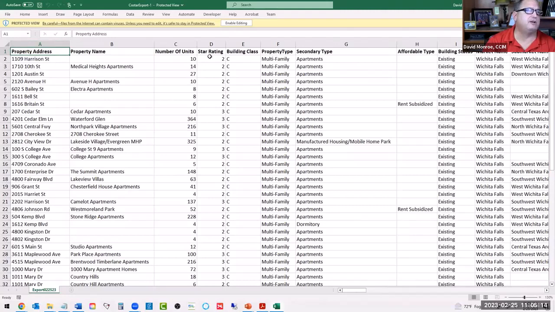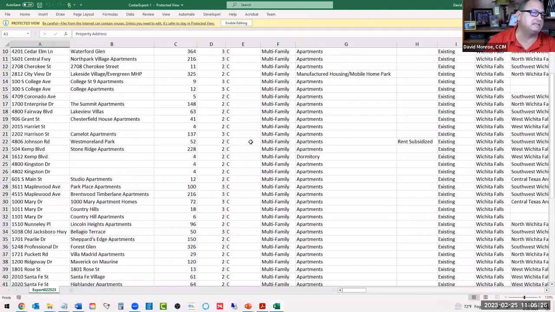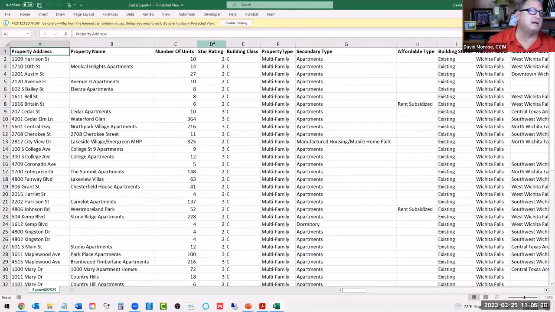So you've got property address, property name, number of units. Star rating is kind of like building class. Notice the 2s are C's, some 3s are C's. You can even have some 3s that'll be C pluses or B minuses. So star ratings I really don't like. I pretty much go with building class for CoStar.